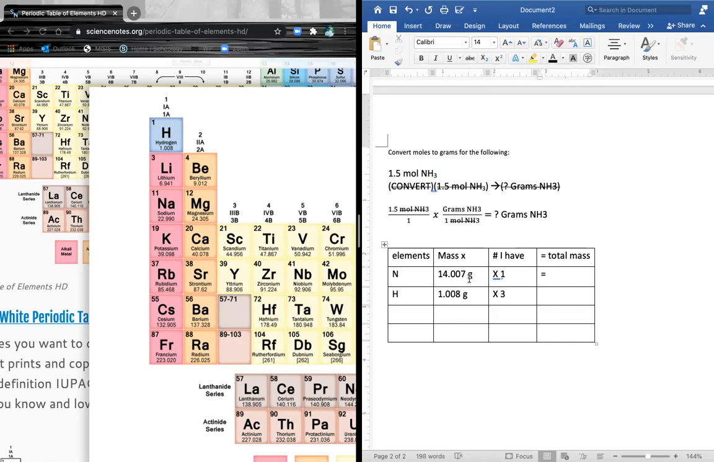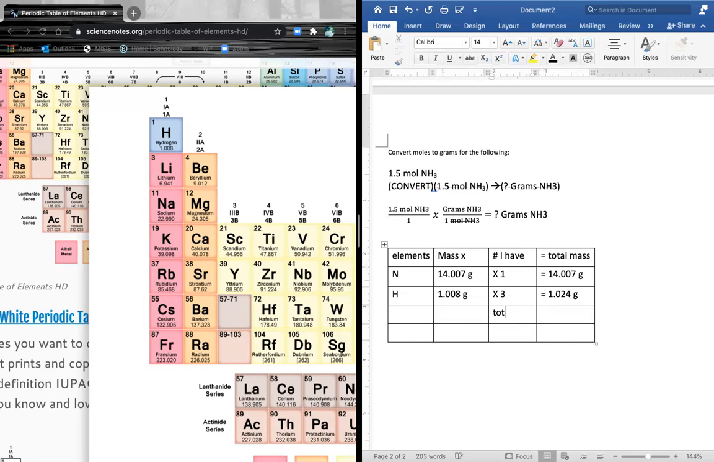So 14.007 grams times 1 is going to be the same value, 14.007 grams. And then down here, 1.008 times 3 is 3.024 grams. So that's the mass of each element within this.